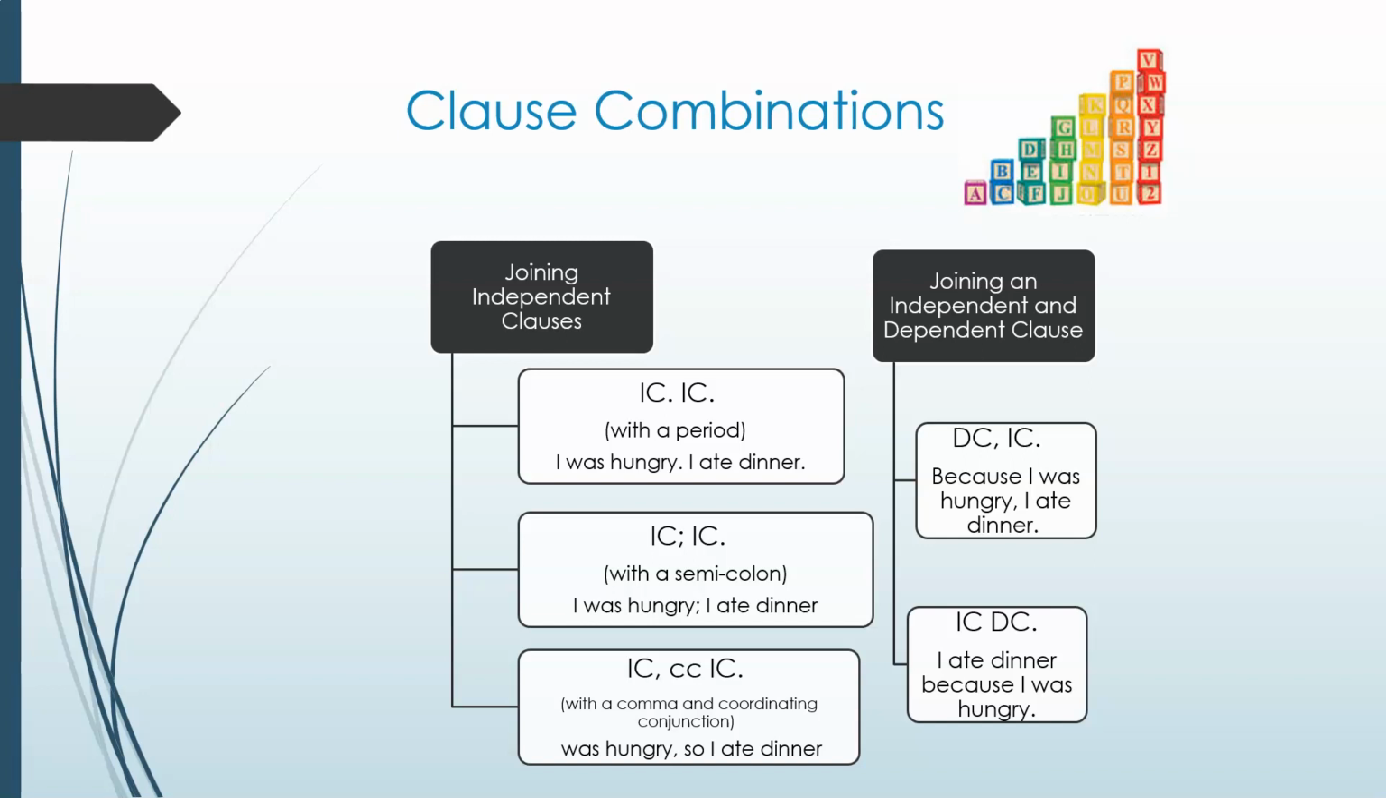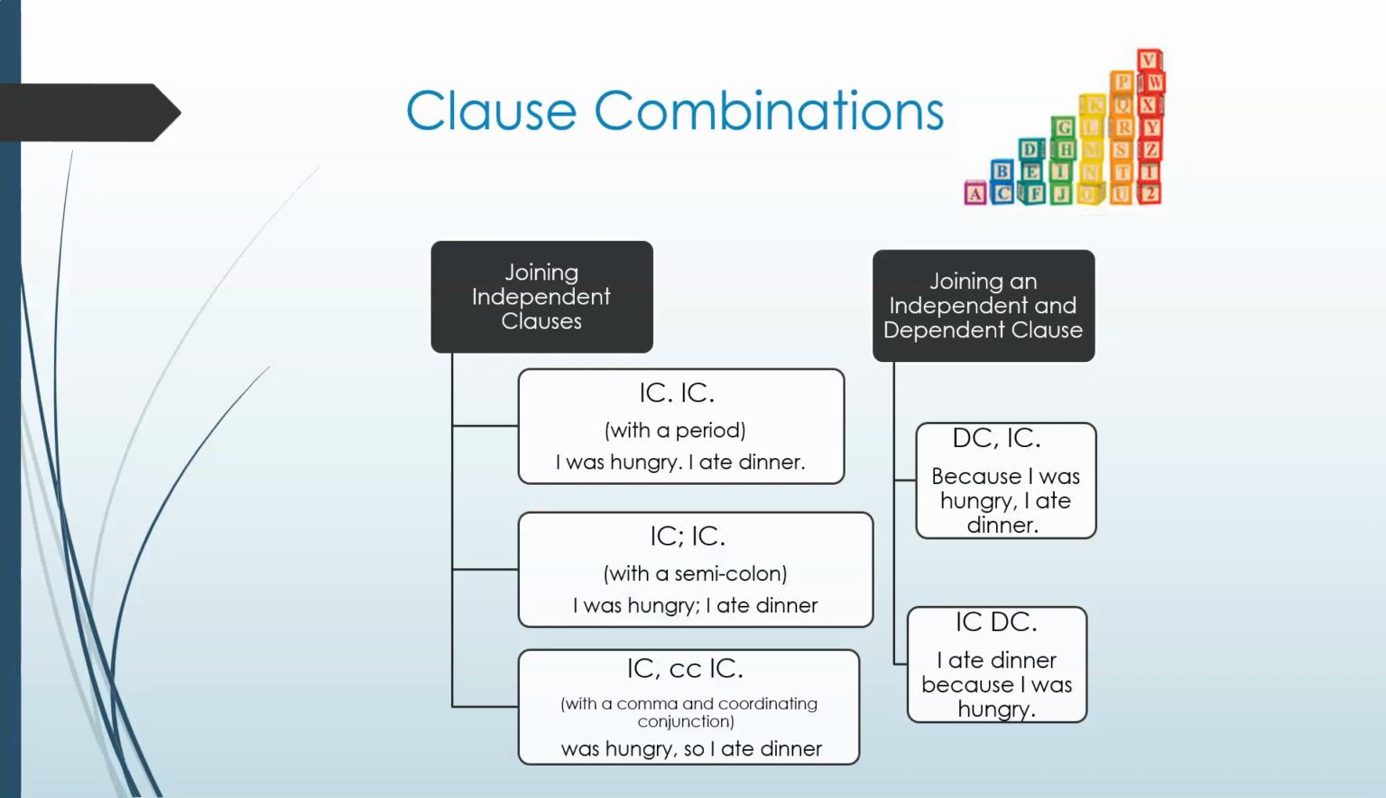They could be joined with a semicolon: "I was hungry; I ate dinner." Or they could be joined with a comma and a coordinating conjunction: "I was hungry, so I ate dinner." This last example also demonstrates the correct use of a semicolon. They can only go where a period can go.